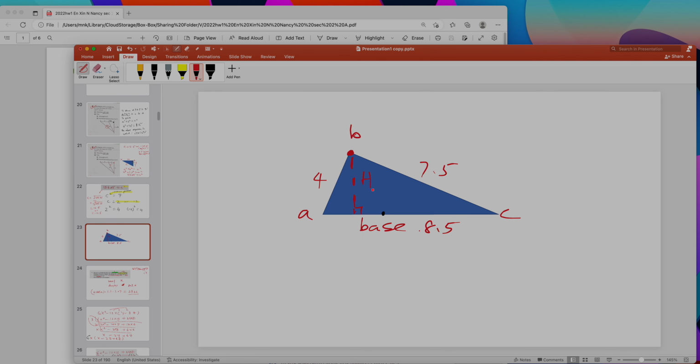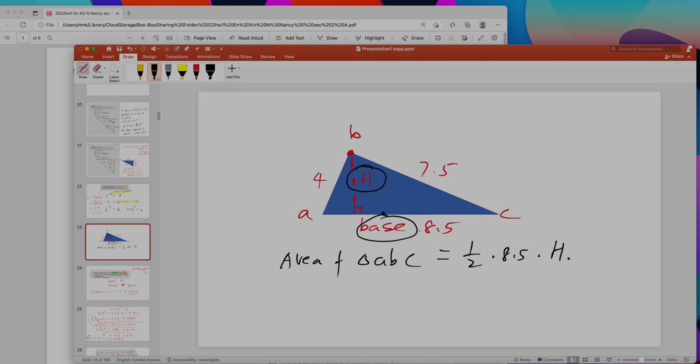Wait, let me. So what have you learned? Any formula you have learned that uses the concept of height and base. Area. Yep. So you can write down area of this triangle ABC. So it's equal to half times the base, which is 8.5, times the height, right? Okay, good. So this is one way to find the area of ABC.